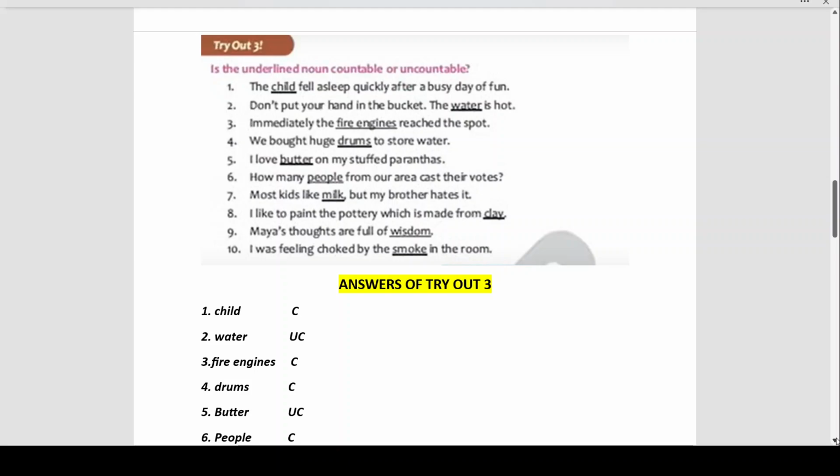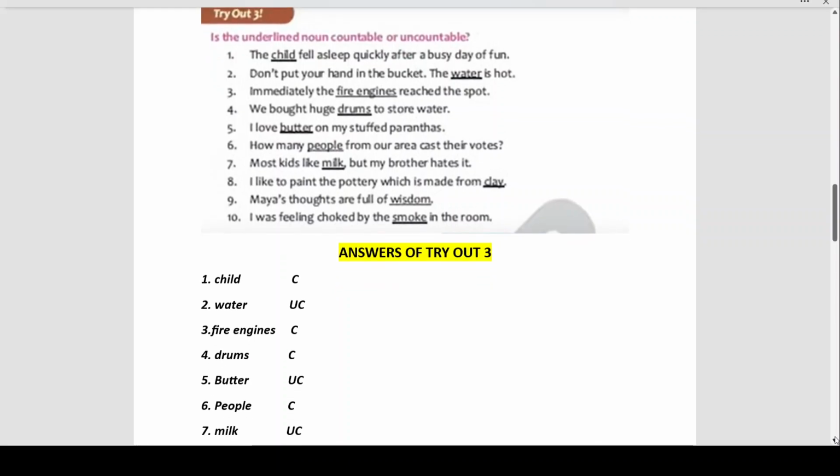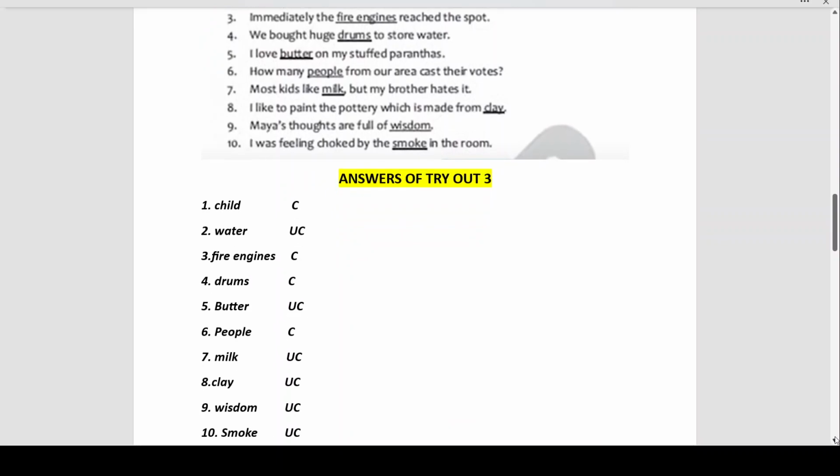Number 1, the child fell asleep quickly after a busy day of fun. One child, so countable. Number 2, don't put your hand in the bucket, the water is hot. Water, uncountable noun. We can only measure water in liters, but we cannot count how many drops of water are there. So it is uncountable. Next, immediately the fire engines reach the spot. The number of fire engines can be counted, so it is a countable noun.